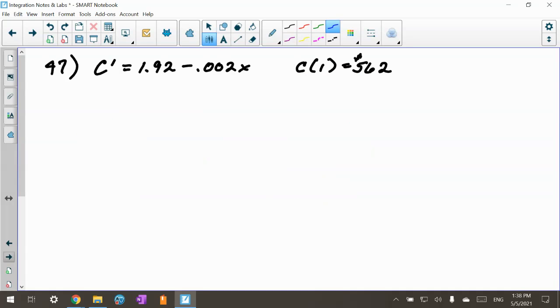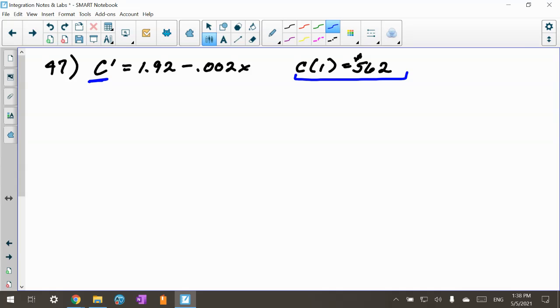47 says a company estimates that the marginal cost in dollars per item of producing x items is 1.92 minus 0.002x. So I know when they say marginal cost, they're saying that's C prime, okay? If the cost of producing one item is $562, so this is my original cost, find the cost of producing 100 items. So what we're going to do is an antiderivative and use that information to find my original function.